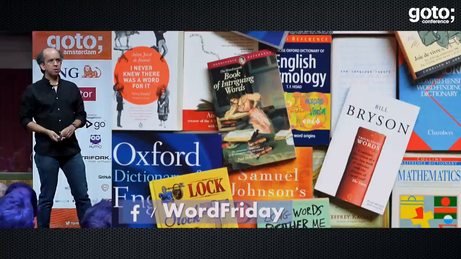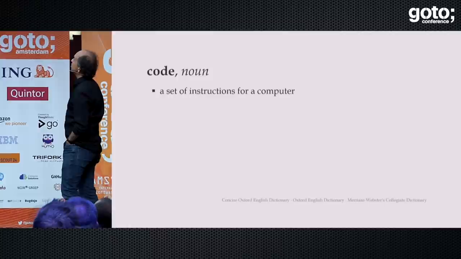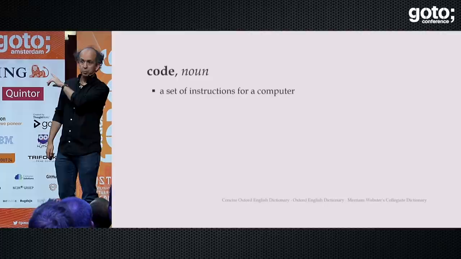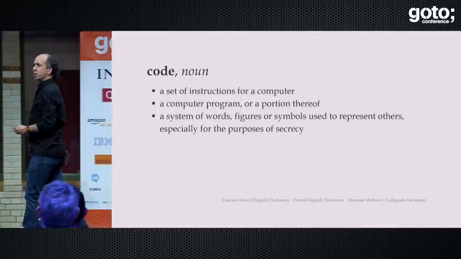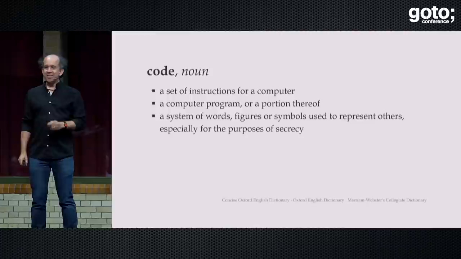I'm going to say that as is easy enough. Let's just focus on code for a moment. Code, a set of instructions for a computer. Hopefully we are all comfortable with this. I know it's straight after lunch, but hopefully we're all good with this. A computer program or a portion thereof. Yeah, this all makes sense. A system of words, figures, or symbols used to represent others, especially for the purposes of secrecy. Yes, it turns out that many people who write code, write code.